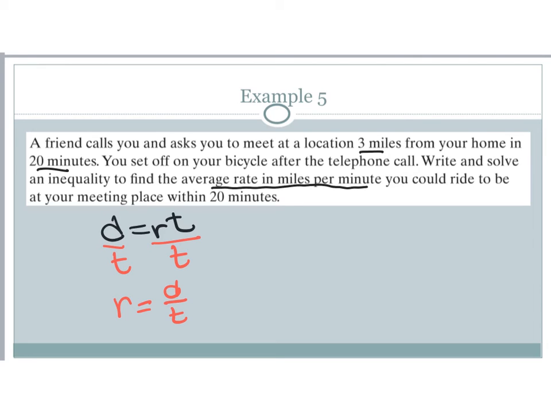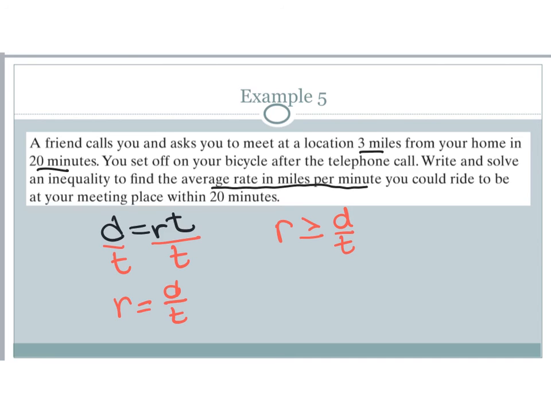Now in this sense, I have to think about the inequality portion of it. I want to meet my friend within 20 minutes. So I know that if I ride faster, I'm going to get there sooner. If I ride slower, I'll get there after my 20 minutes. So when I set up my actual inequality, my rate then has to be greater than or equal to my distance over my time, because if I get there earlier because I'm going faster, then I'm okay with that. But what I don't want to happen is to be late. So I don't want that to be less than this rate.